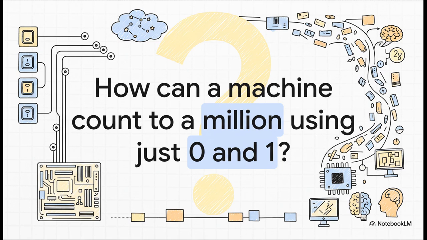I mean, think about it. How does a machine that basically only has two fingers, a 0 and a 1, an off and an on, count all the way to 1,000,000 and beyond? It sounds kind of crazy, right? Well, that's the big puzzle we're going to solve together, and trust me, by the end of this, the light bulb is going to go on.